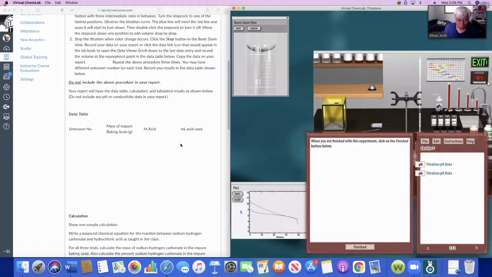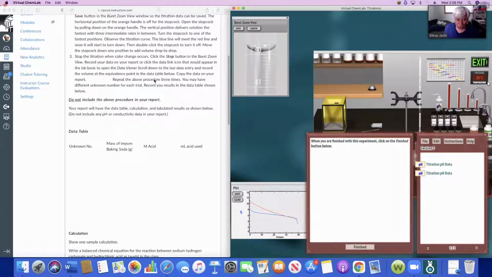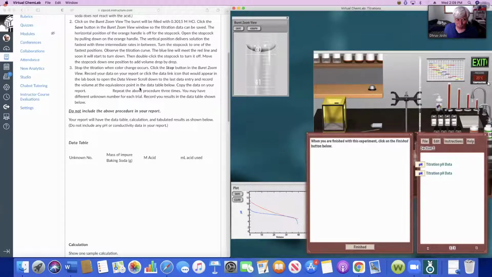Do not include the above procedure in your report. I don't want this above procedure in your report. This is what your report is going to have. Data table. Do not include any pH or conductivity data in your report. Your report will have the data table, calculation, and tabulated results as shown below. This is what I want.